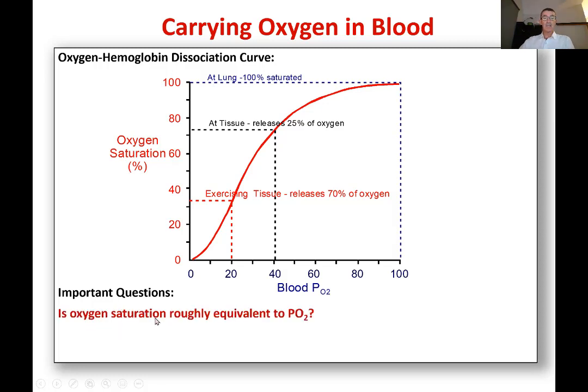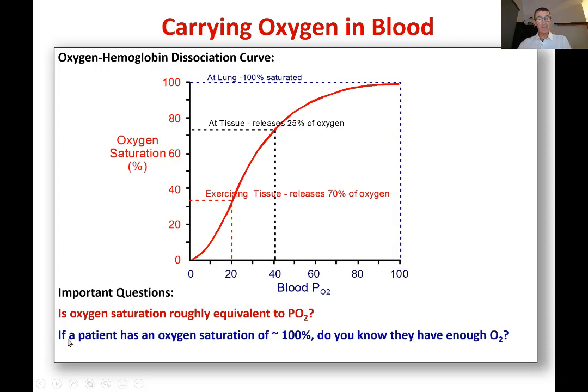Is oxygen saturation roughly equivalent to PO2? Because when you go onto the wards, patients are going to be wearing a little device on their finger which measures oxygen saturation. So it'll give you a number corresponding to how much of the hemoglobin has an oxygen molecule on it. Some people tend to make the mistake of thinking that number is equivalent to that number. So they see an oxygen saturation of 90 and they say, well, the PO2 of oxygen is 90. Is that true?